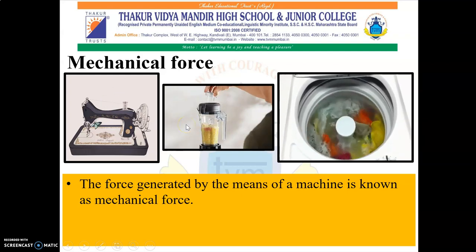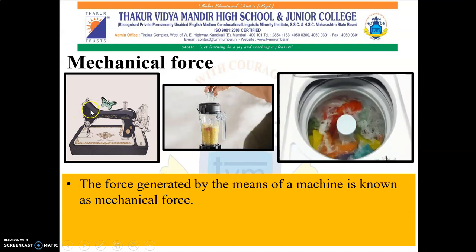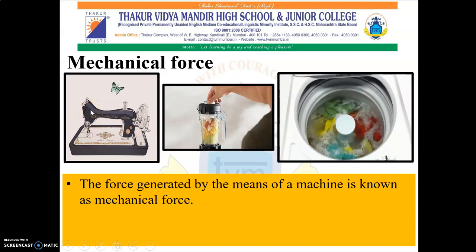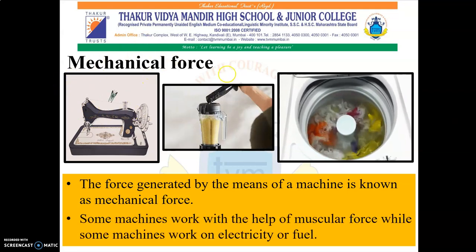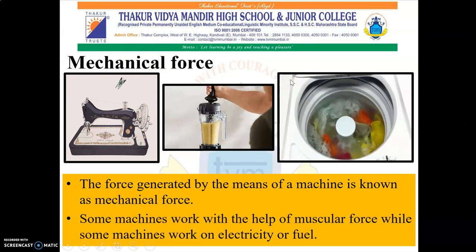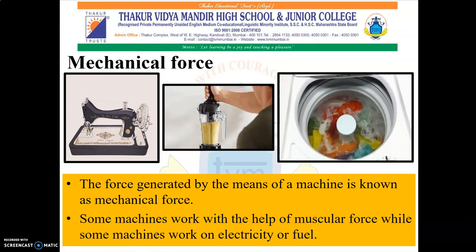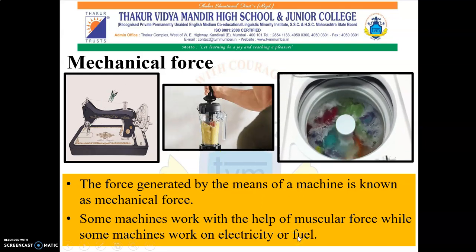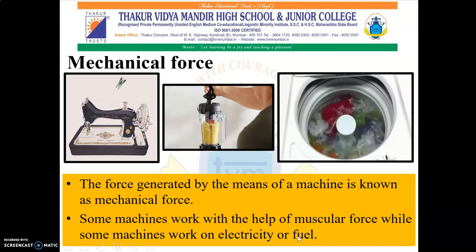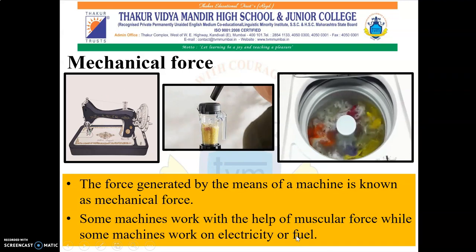Muscular force is used for running some machines like the sewing machine, whereas some machines are run by using electricity or fuel. Mixture grinder and washing machine are the examples of machines which run on electricity. And the vehicles which we are driving are the examples of machines which run on fuel.